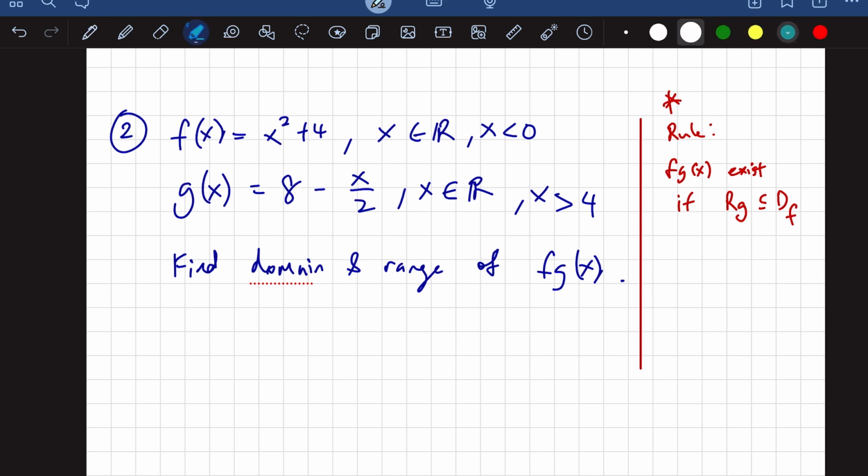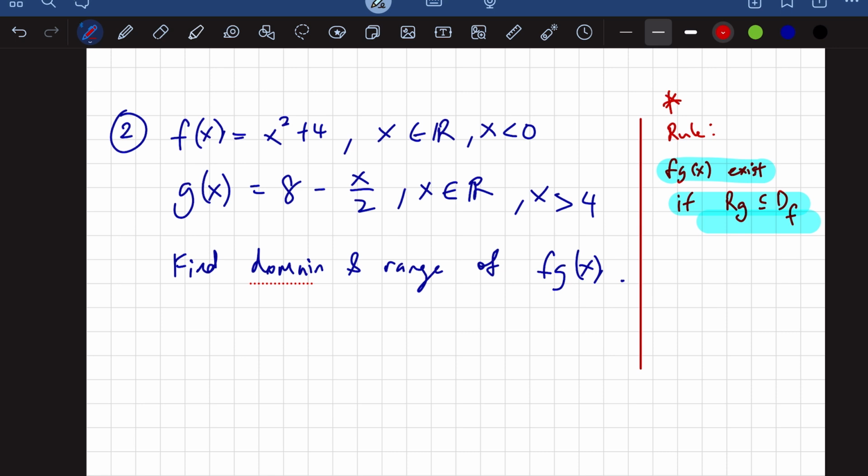Now, the first thing I want to highlight to you guys, before we move on to this question, is the rule we mentioned earlier on: for f(g(x)) to exist, the range of g must be a subset of the domain of f. That means whatever g outputs, it must be part of the domain of f. If it's not, then the composite function does not exist. All right, so let's remember this rule and let's analyze this question to see how we find the domain and range of f(g(x)). Okay, so let's look at what is g(x) first.